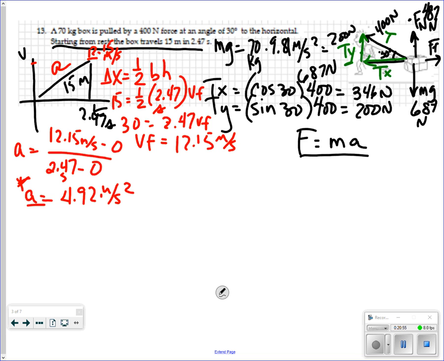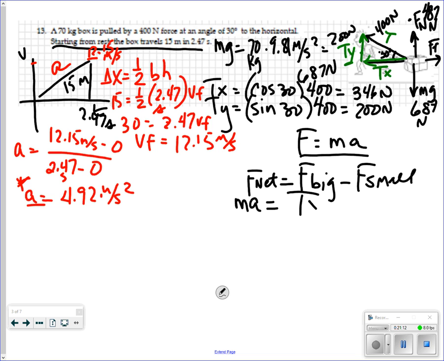And if you consider what we know about the horizontal motion, we know that net force has got to be equal to the bigger force minus the smaller force. Again, Grady's equation, right? MA equals, well, which one's my bigger force? TX, the guy's pulling on the rope, it's going to slide to the left. The smaller force is going to be the force of friction. So let's consider 70A equals 346 newtons minus force of friction.